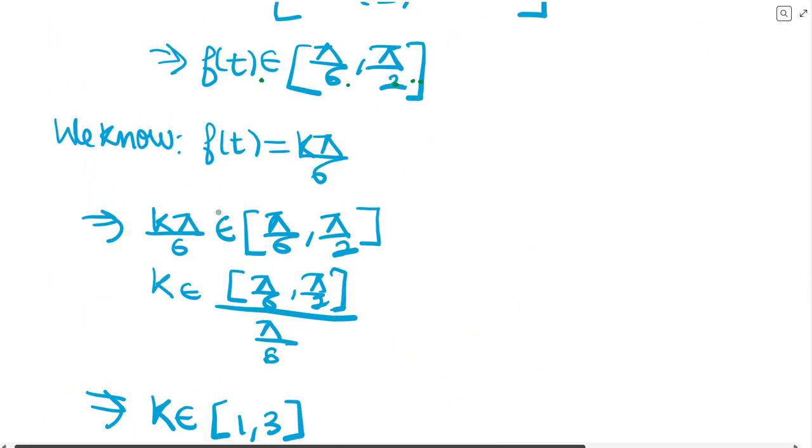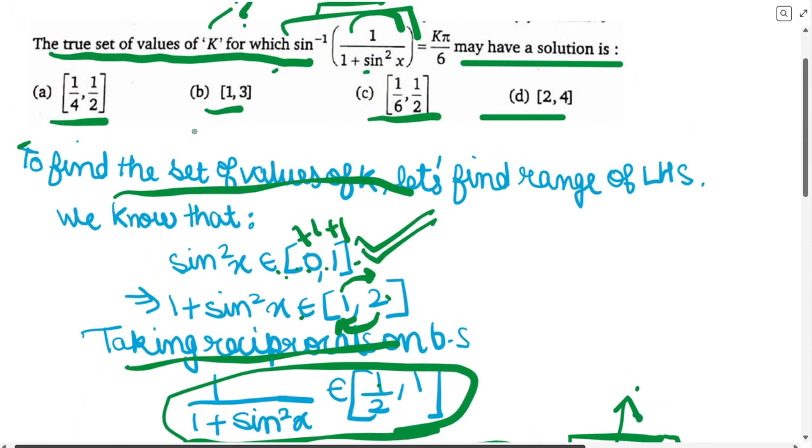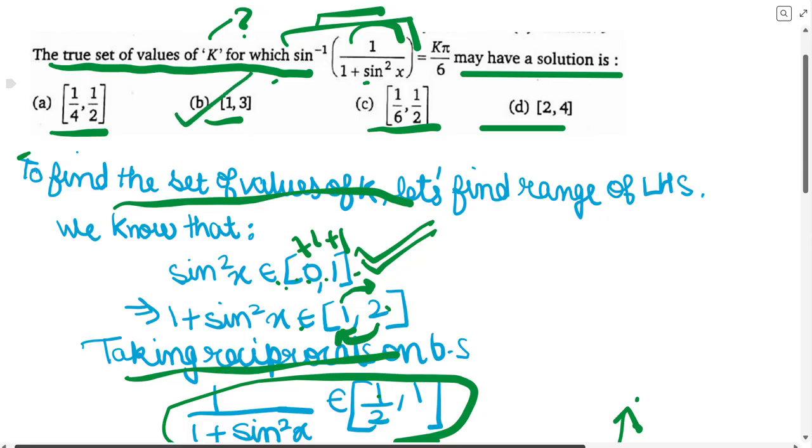So if k pi by 6 belongs from pi by 6 to pi by 2, then what is k? We'll divide both the terms by pi by 6, and finally we'll get that k belongs from 1 to 3, where 1 and 3 both are included. So which option is there? 1 comma 3, B option is there, right?